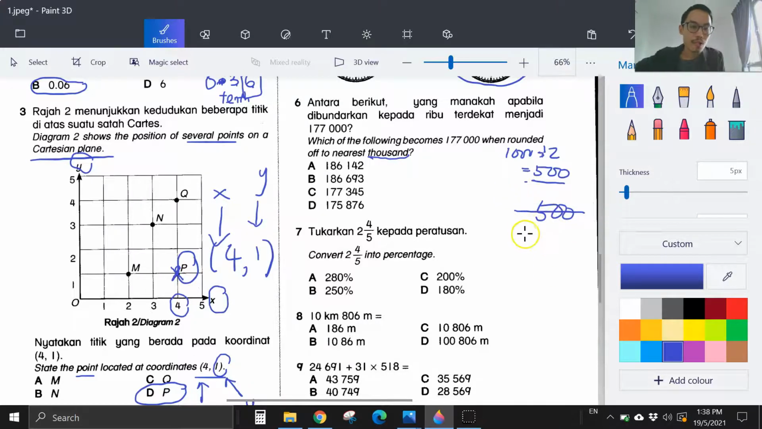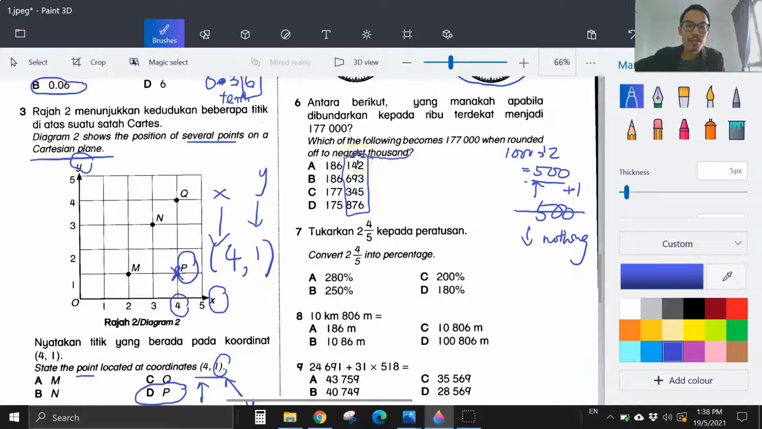So below 500, we do nothing. Above 500, we have to plus 1. And 500 also tells me that there are 3 digits. So we look at the 3 digits behind.